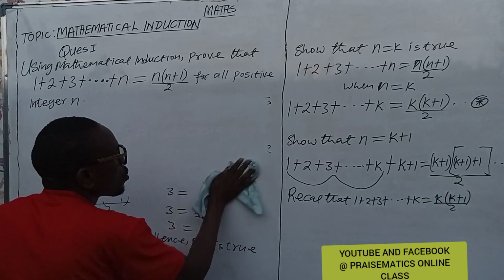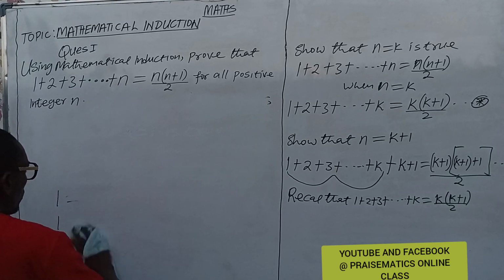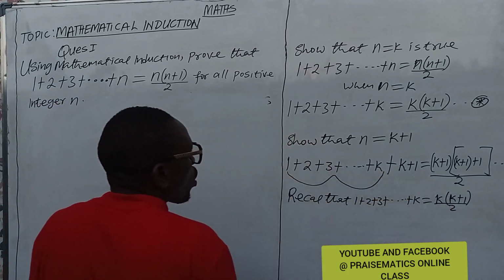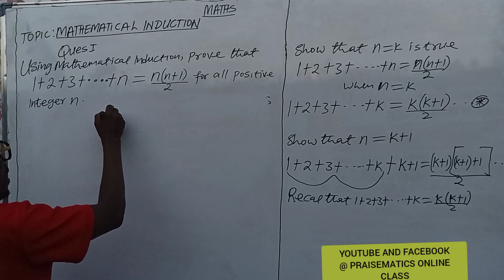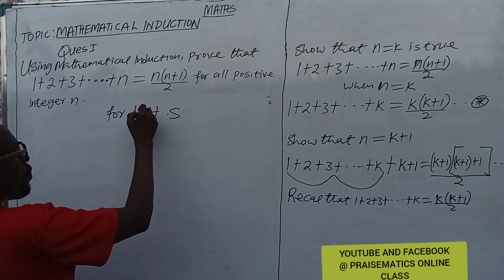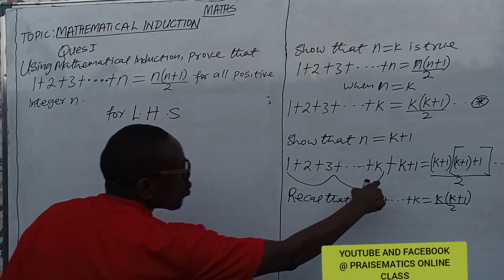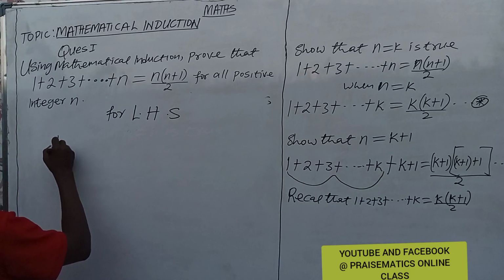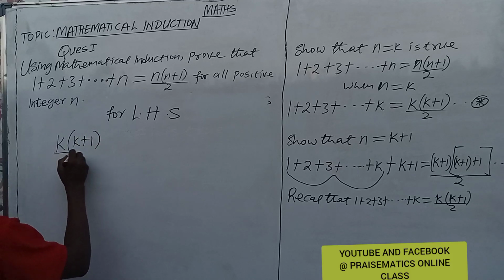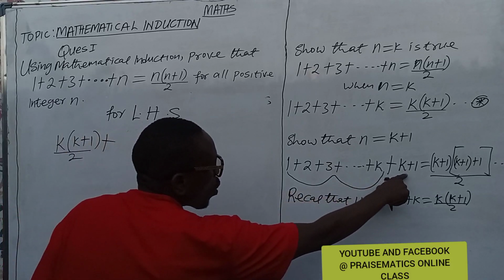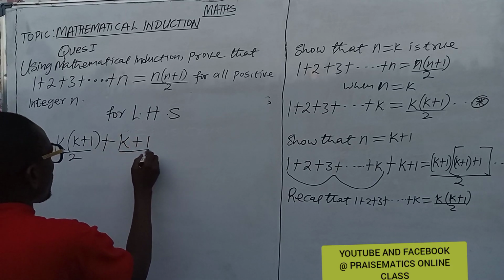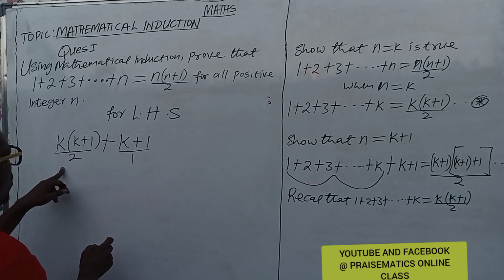Okay. From this place, we can now continue here. So now we replace this one from here. So what do we have? The left hand side, we are solving for the left hand side of equation 1. So we will replace this one from here, which is now k into k plus 1 all over 2 plus what do we have here? k plus 1. So let's just assume that this is like 1.